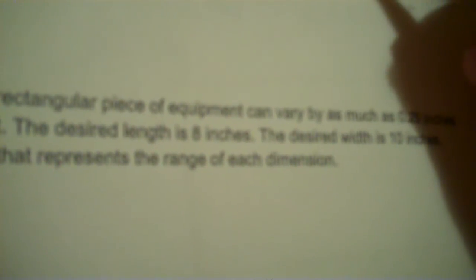Okay, and the last problem. The dimensions of a rectangular piece of equipment can vary by as much as 0.25 inches. Okay. Couple things I need to do, and they will be this way on the test. I want you to circle range with underline vary. Okay. A vary amount means within, so when I see that amount, I put a plus minus 0.25 up there from the desirable amount. Desired length is 8 inches, desired width is 10 inches. Write an inequality that represents the range of each dimension.